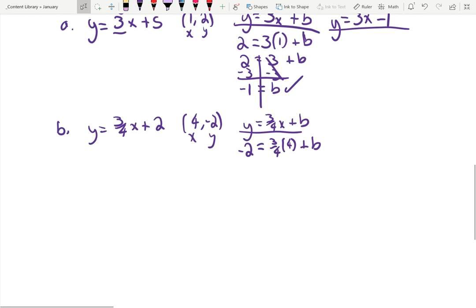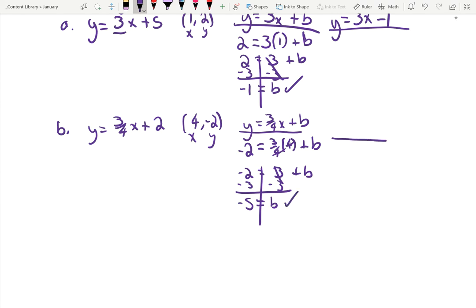So when I solve this, okay, negative 2 equals 3/4 times 4. In class, I showed you how to do this. This is simply just 3, right? Because the 4 and the 4 cancel out. So it's just 3 plus b. So now let's subtract 3 to cancel it out on both sides. This is negative 5 equal to b. So there you go. Now I know what the correct y-intercept is, so now I can write my actual equation. My actual equation would be y equals 3/4 x minus 5.